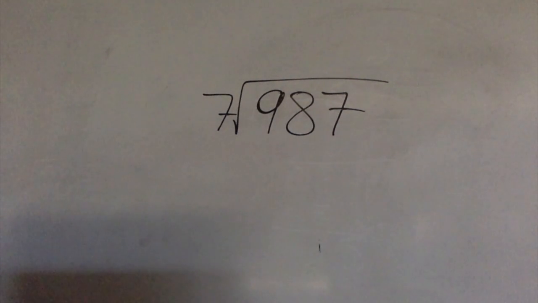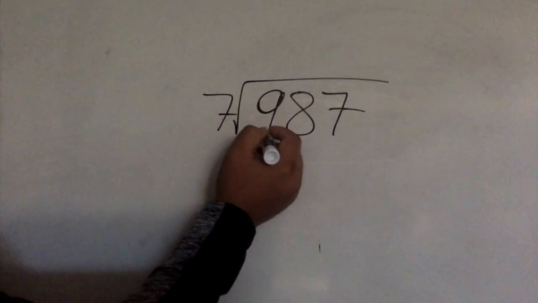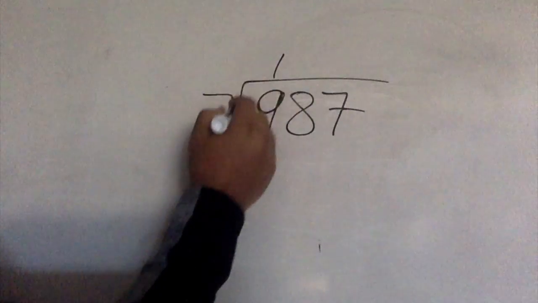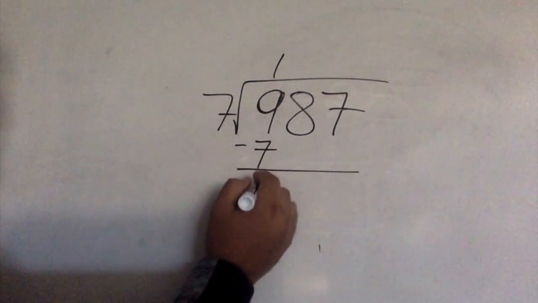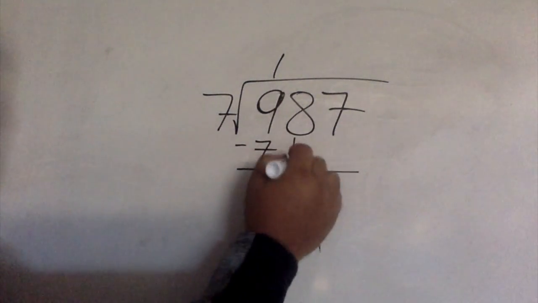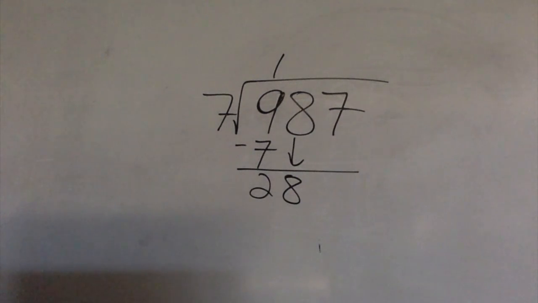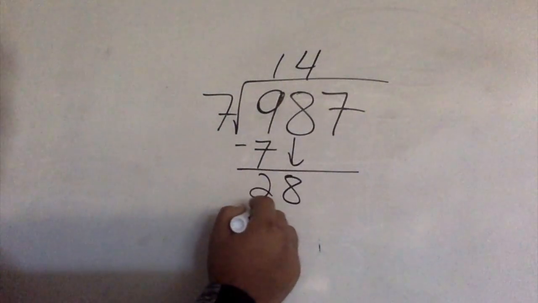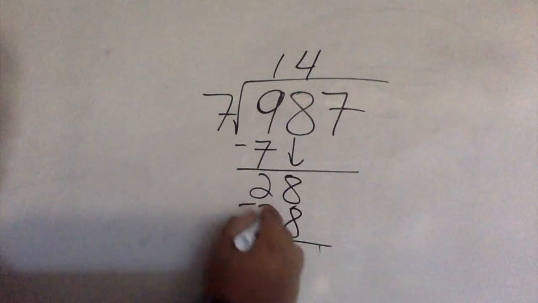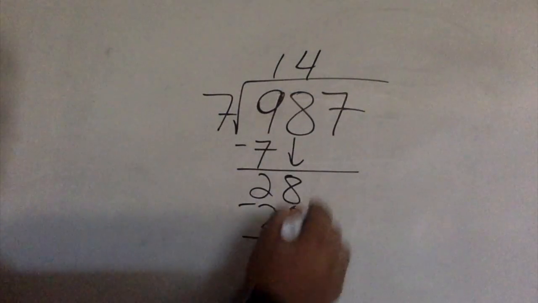Now that you're back, let's give it a try together. 7 goes into 9 one time. 7 times 1 equals 7. 9 minus 7 equals 2. Drop the 8. Looking on your multiplication chart, how many times can 7 go into 28? We know 7 times 1 is 7. 7 times 2 is 14. 7 times 3 is 21. 7 times 4 is 28. Good. 28 minus 28 equals 0.